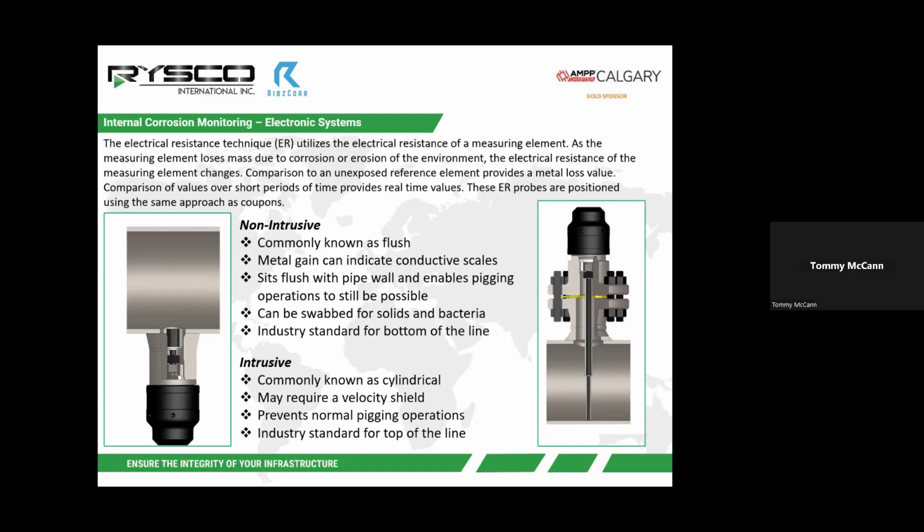They will prevent you pigging the line because they're an obstruction, and they can suffer from velocity issues. So sometimes you may be required to put a shield on it to try and reduce that effect, but that can have a counter effect on the accuracy of the data that you're measuring.